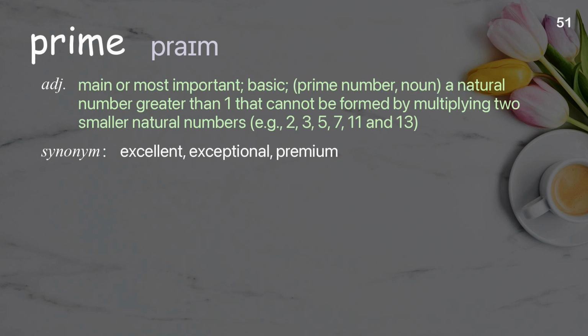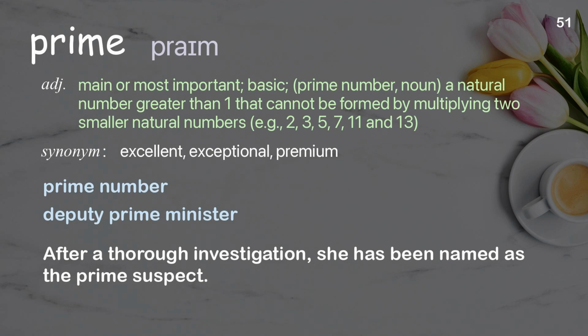Prime. Main or most important; basic. Prime number, noun: a natural number greater than one that cannot be formed by multiplying two smaller natural numbers. Example: 2, 3, 5, 7, 11 and 13. Examples: Prime number. Deputy Prime Minister. After a thorough investigation, she has been named as the prime suspect.